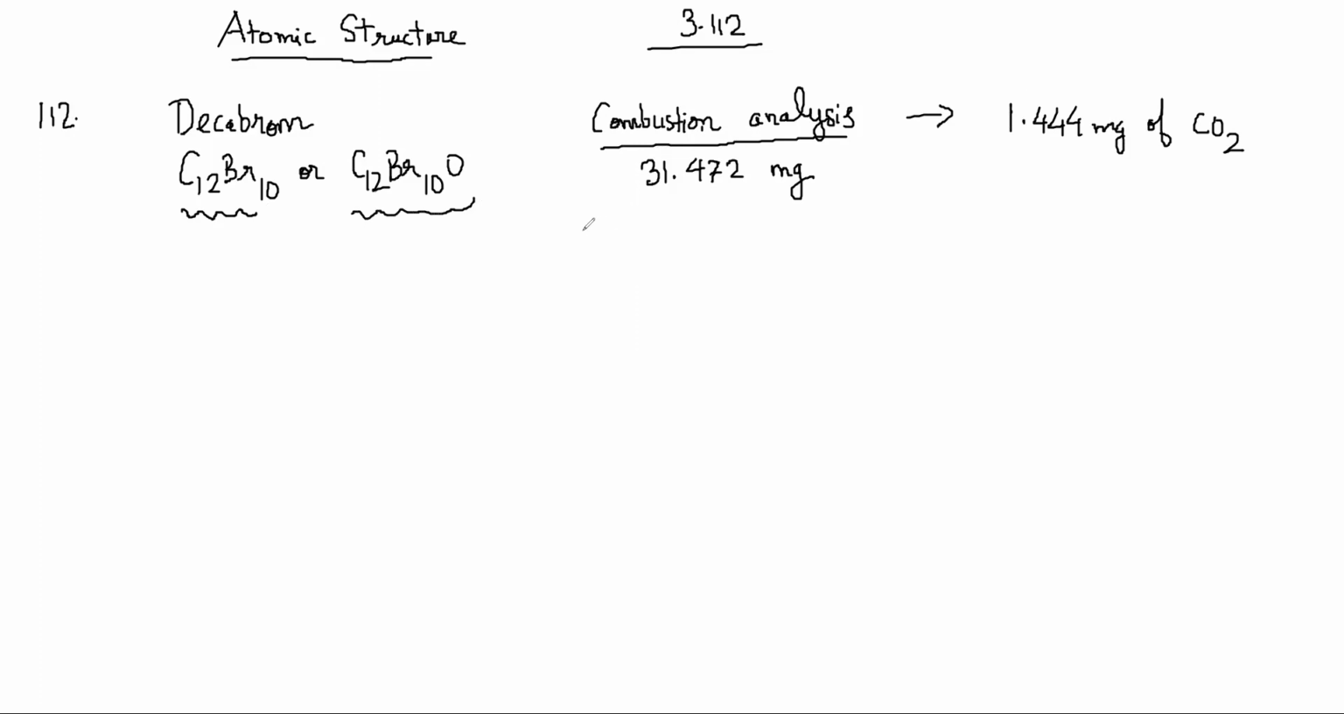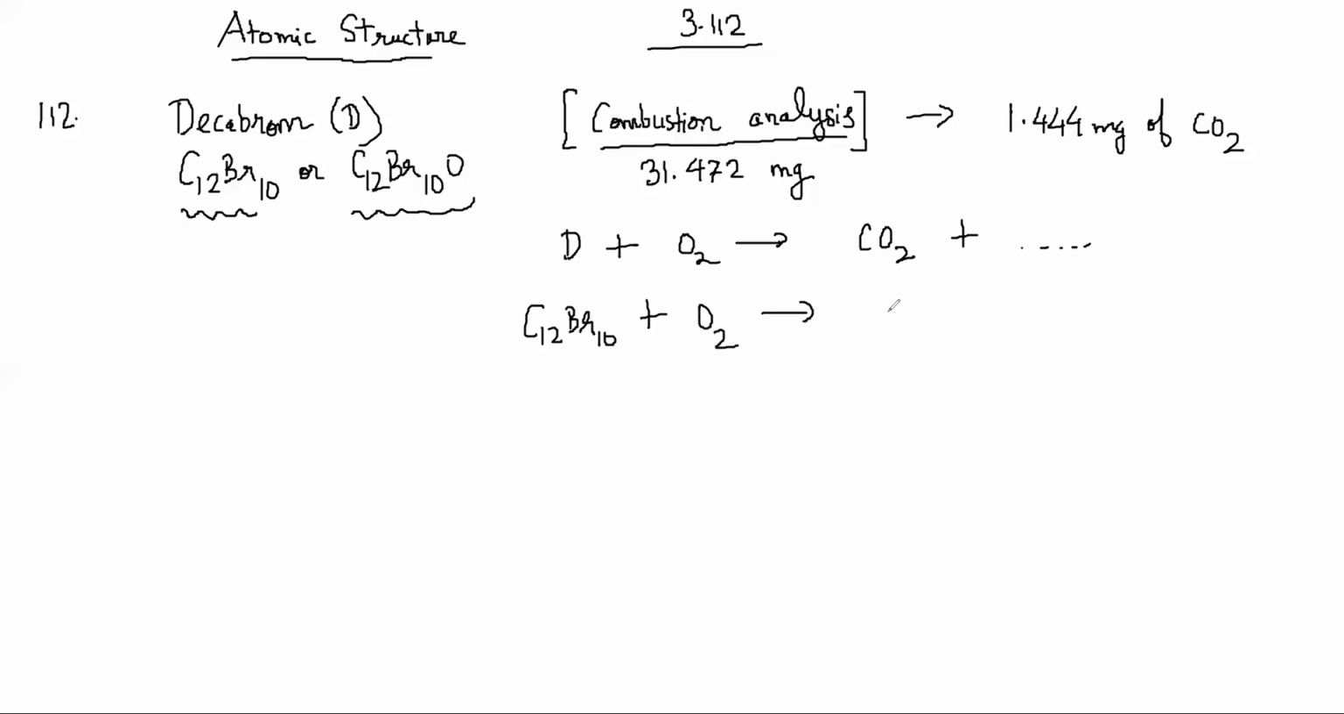So basically, we have to guess which one will be the formula. The key point here to understand is combustion analysis. It means you're burning something. Combustion means burning, and generally burning happens when you react things with oxygen. So the reaction will be, I'll abbreviate decabrom as D, D plus O2 gives CO2 plus something. And if the formula is C12Br10, then C12Br10 plus O2 should give on burning CO2.